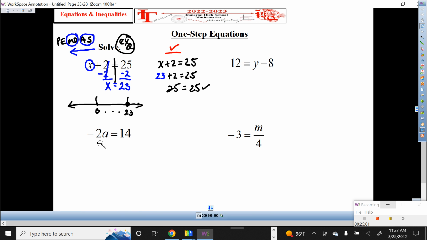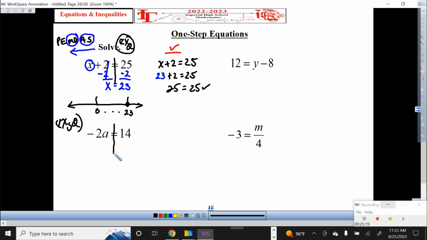All right, let me zoom out. Copy this one down here. This is example super Q. Negative 2a equals 14. Let's do that one together. Let me get you started. Here we go.